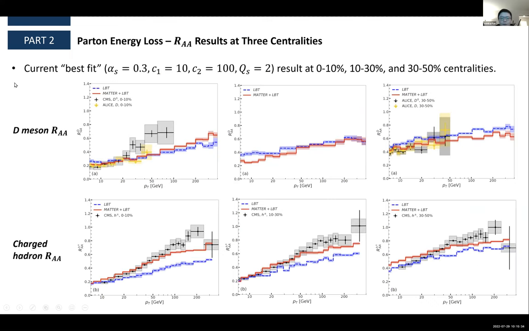And continuing, we can use the current best fit of the parameters to calculate the RA at two more centralities, 10 to 30 and 30 to 50. And we can see the data generally agrees with the matter plus LPT simulations.